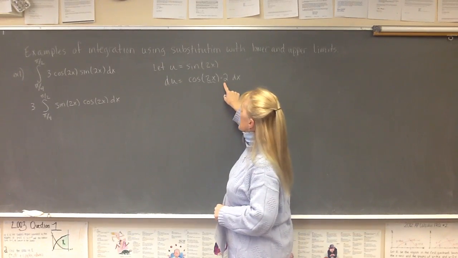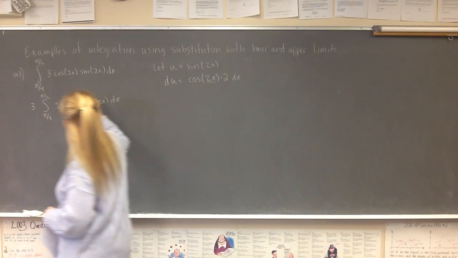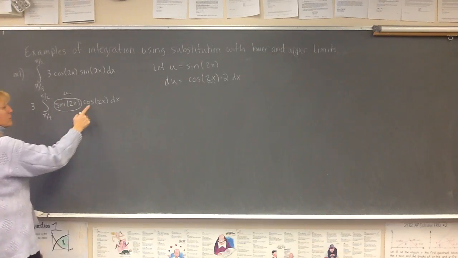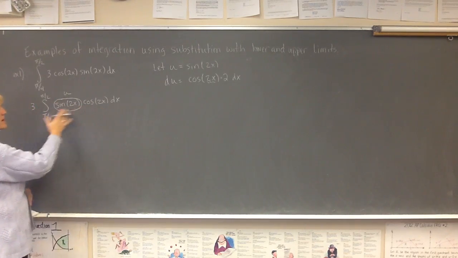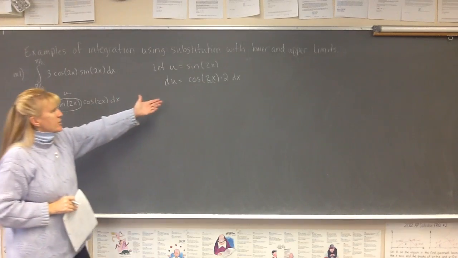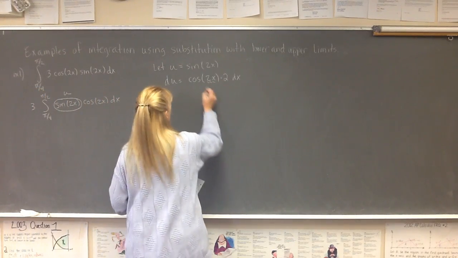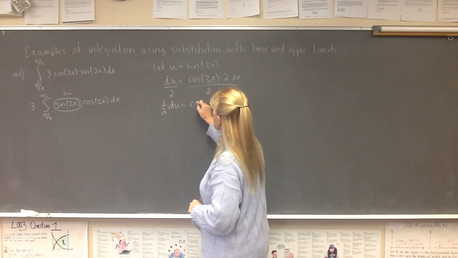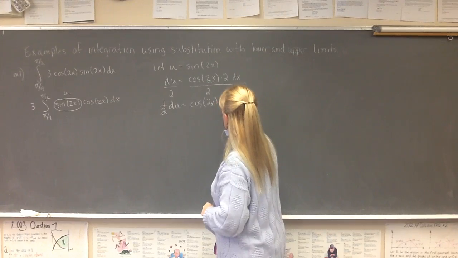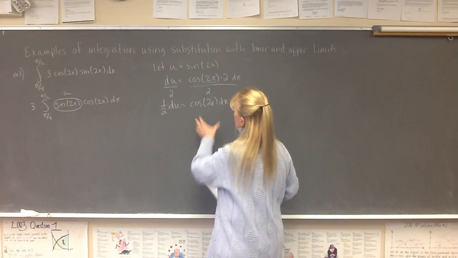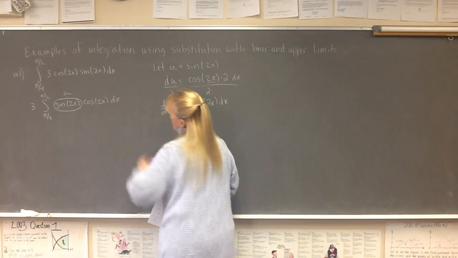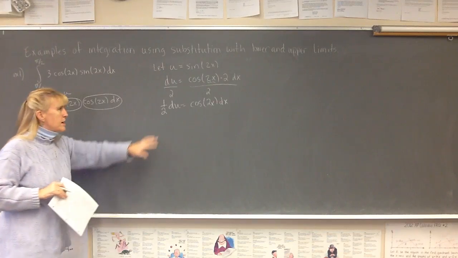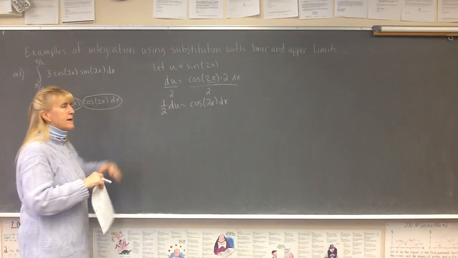Now this 2 seems to be in my way a little bit. I want to get rid of this one because my u is sine of 2x. There's my u. And cosine 2x dx is the only stuff I have left over here. Over here I have cosine 2x times 2 dx. So we're going to get rid of that 2. We call it 1/2 du is cosine of 2x dx. And this matches perfectly right here. So in place of cosine 2x dx, I want to write something in terms of u. I'm going to put this 1/2 du right here.